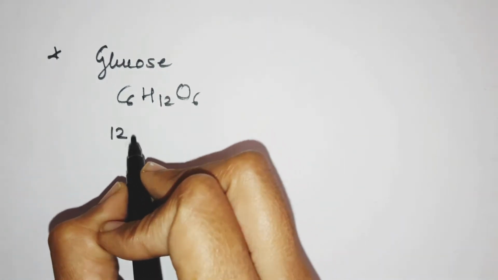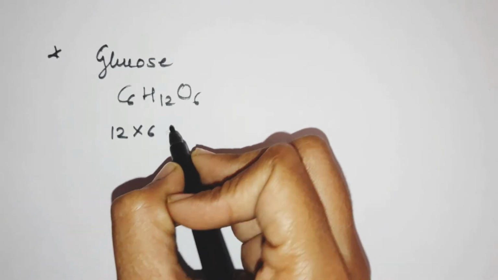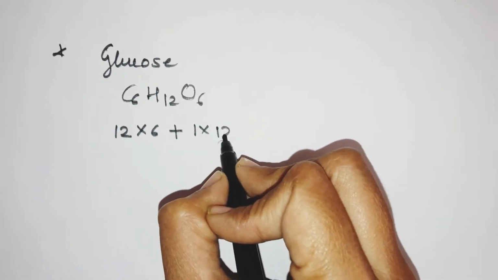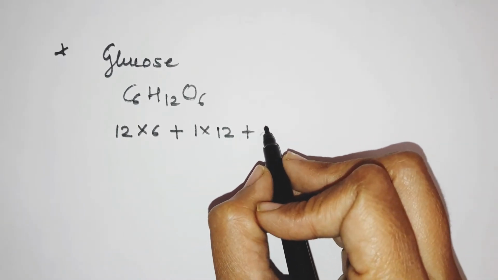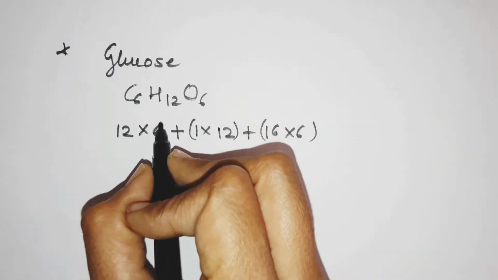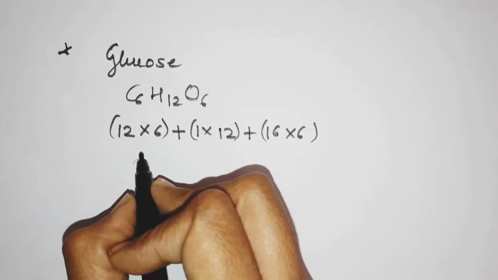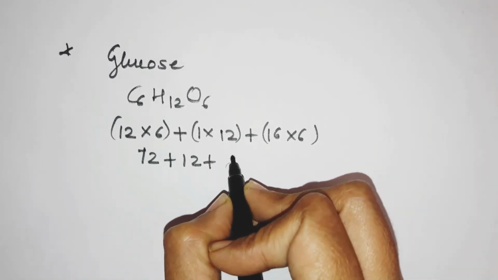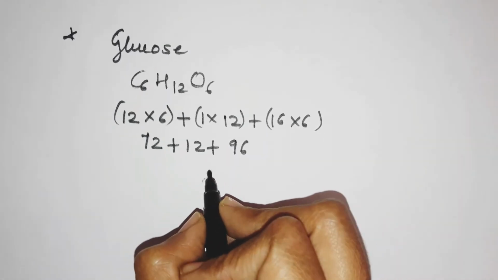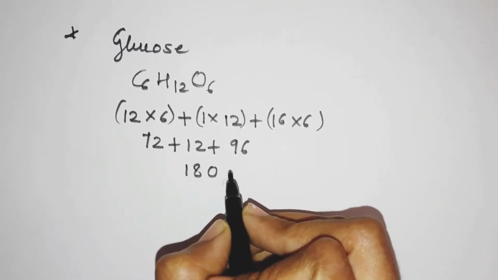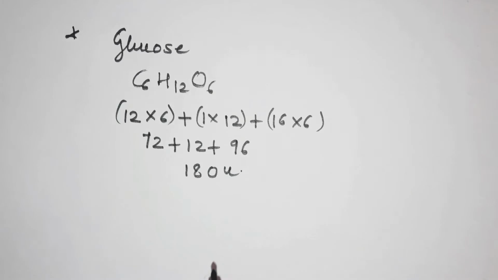Carbon has an atomic mass 12 into 6, plus hydrogen has 1 into 12, plus oxygen has 16 into 6. Remember to follow the bond mass rule. So 12 sixes are 72, plus 12, plus 96. Correct? This is 180. So the molecular mass of glucose is 180.